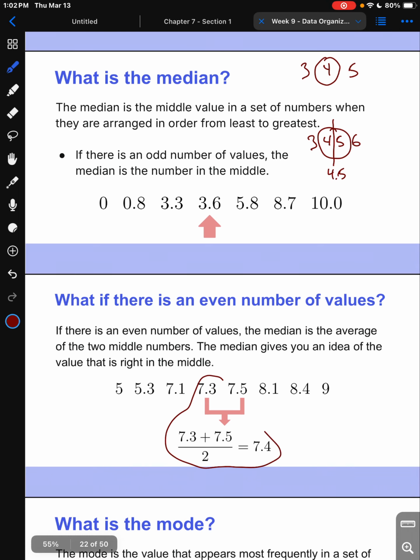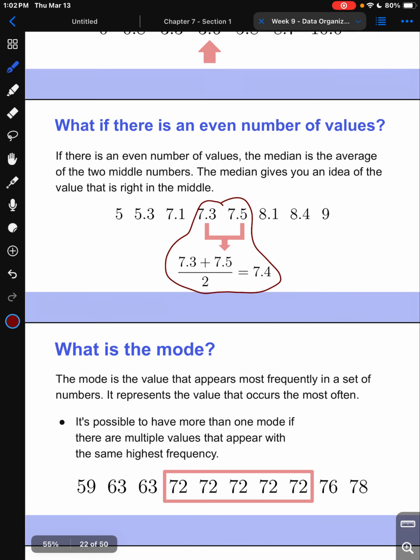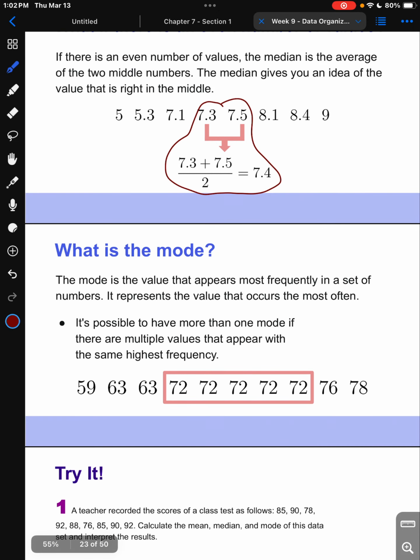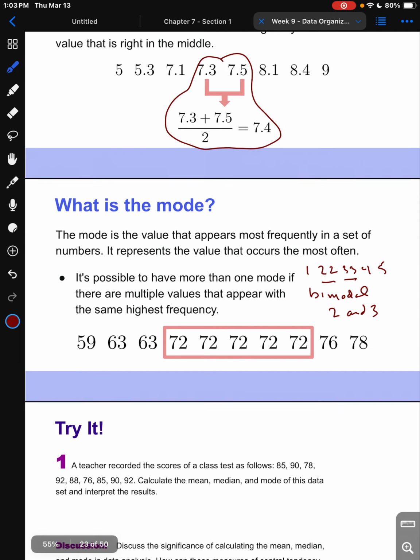And the mode is the value that occurs the most. Items could have multiple modes. So if you have numbers like 1, 2, 2, 3, 3, 4, 5, this would be what's called bimodal, because it has 2 modes. 2 and 3 are the modes. Typically, you don't go past bimodal. It would be one mode, no modes, or bimodal. Usually, that is what we would talk about.